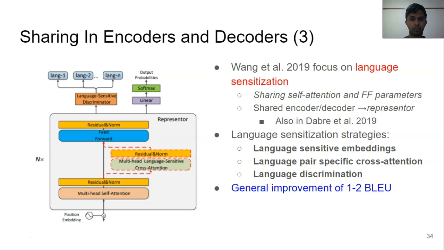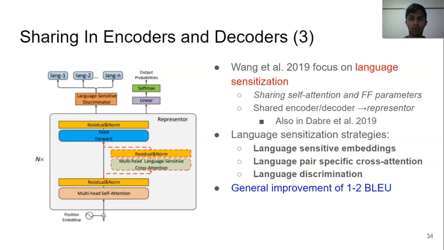This representer method was also used by Dabre et al. in their work on recurrently stacked neural machine translation models. Next, in order to make the encoders and decoders language sensitive, they used language sensitive embeddings. Language sensitive embeddings can be obtained by the previous factored based approach that I had mentioned a few slides ago. You can also have language pair specific cross attention. If you look at the dotted component in the diagram, you will see that a different cross attention mechanism is used for a particular language pair.